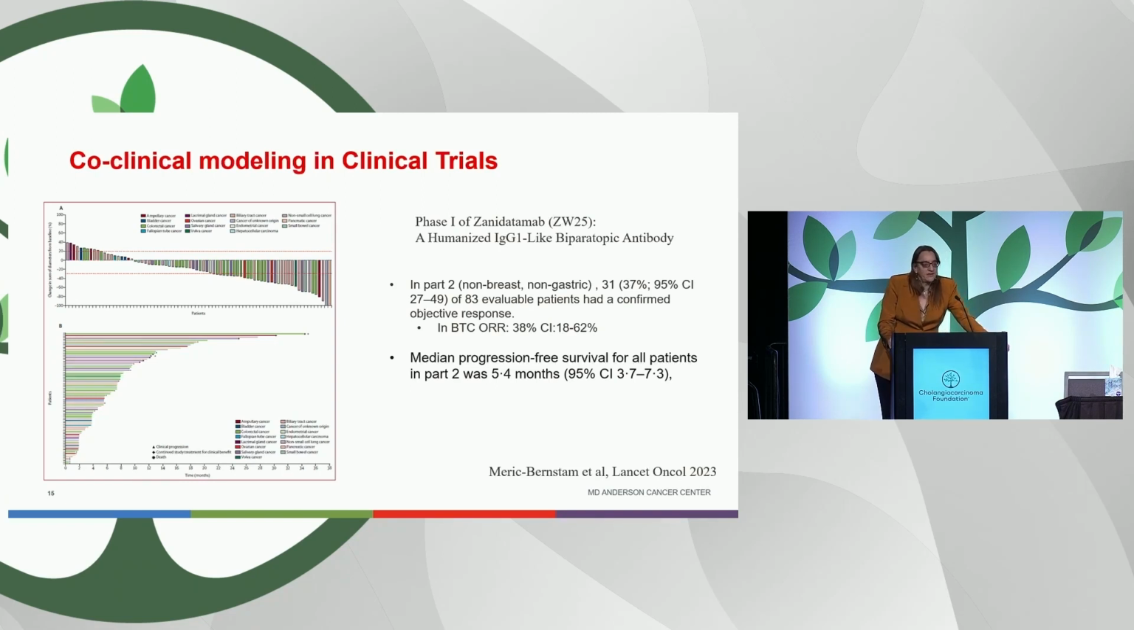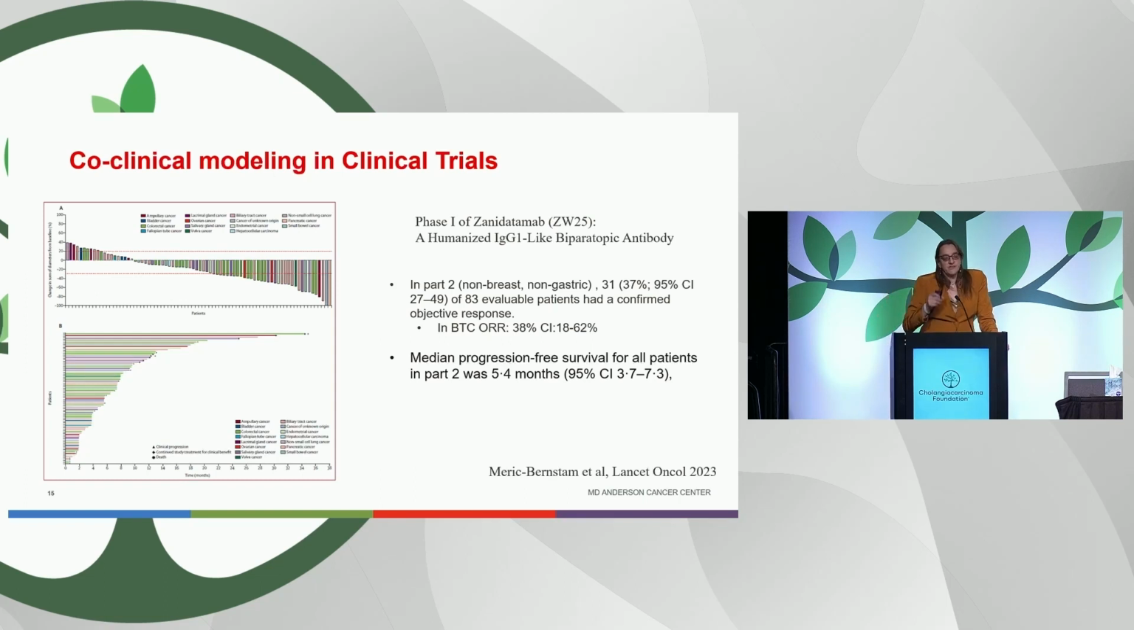So this is a really interesting biparatopic antibody. That means the antibody binds the two sites on HER2, the sites that are bound by trastuzumab and pertuzumab. And you can see from the waterfall plot that this is actually a very active agent that had a 37% response rate overall in the expansion across a variety of tumor types. And in biliary cancer, the objective response rate was 38%, and we were so excited and rallied. And ultimately, as you know, the biliary cancer trial was conducted.